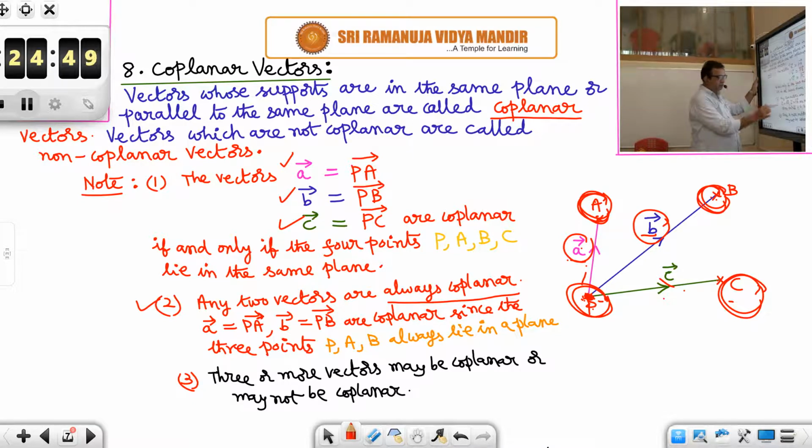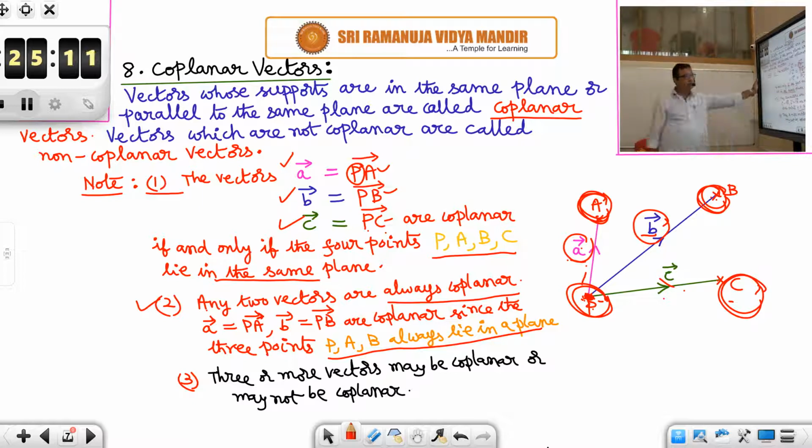See, that is what I have written. Any two vectors are coplanar because the 3 points P, A, B always lie in a plane. Here, first point, the vectors PA bar, PB bar, PC bar means how many points? P is the common initial point, and A, B, C are 3 different points, total 4 points.